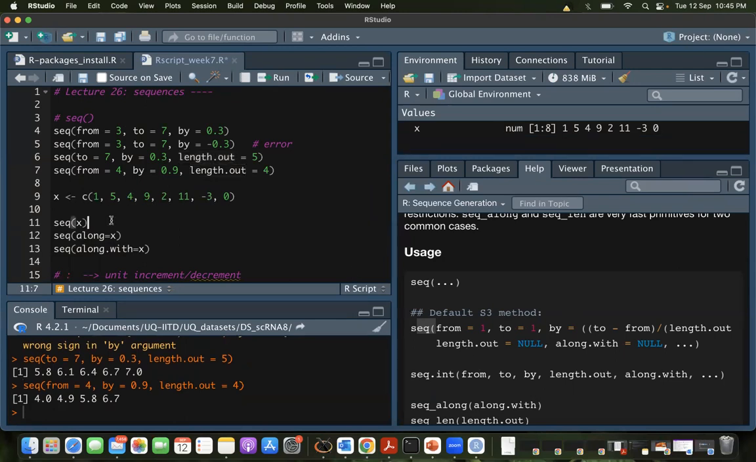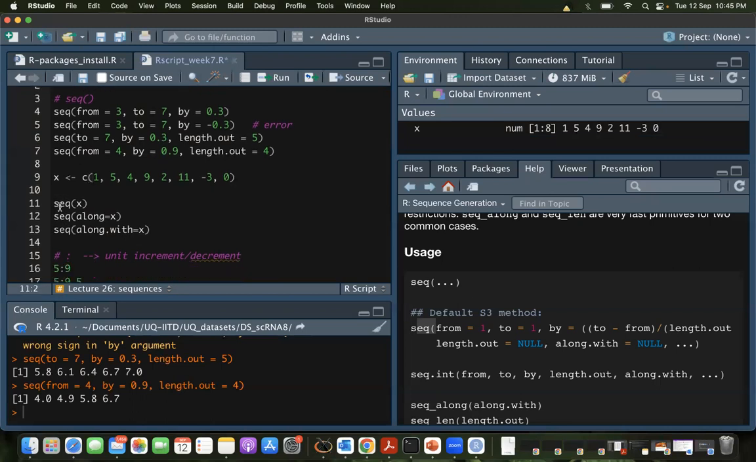And now the last option here, which is along with. Now the exact usage of it might not be apparent right now, but let's take just an example. Let's say we have this other data vector, the one that we just defined here. Now if I say sequence of this data vector, or sequence along the data vector, or sequence along with this data vector, any of the three things, what it gives me is the indices of this one.